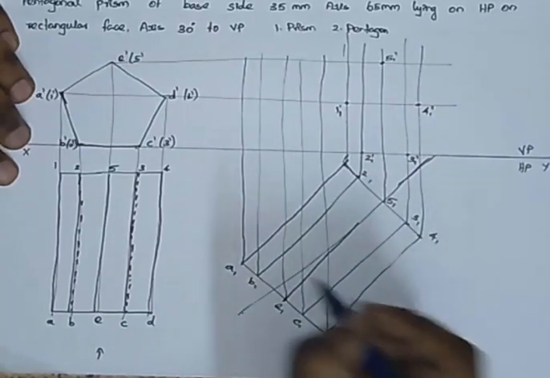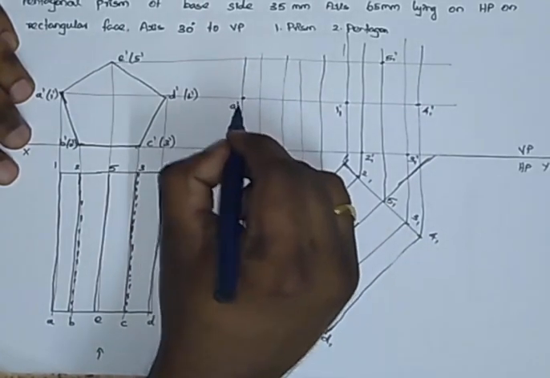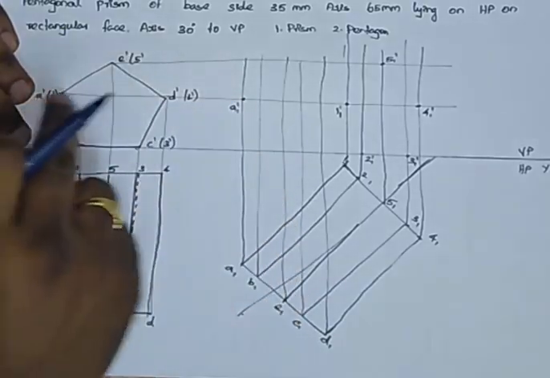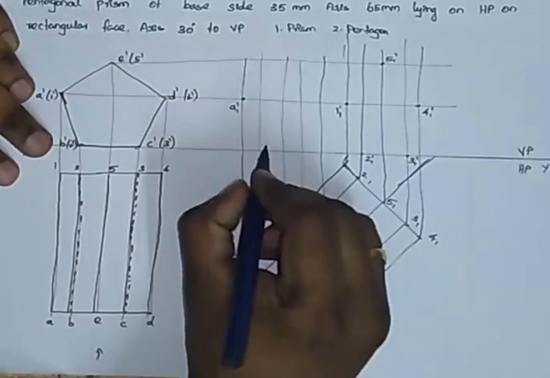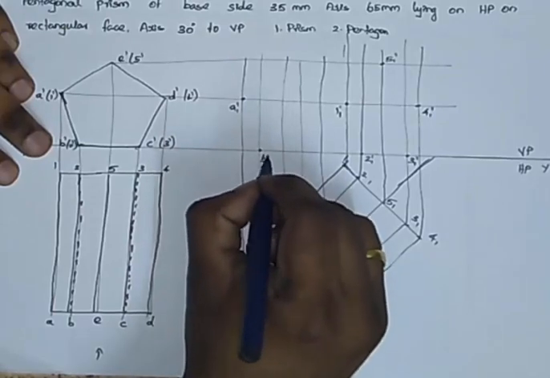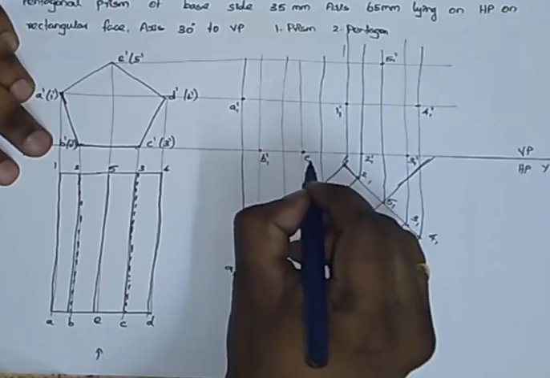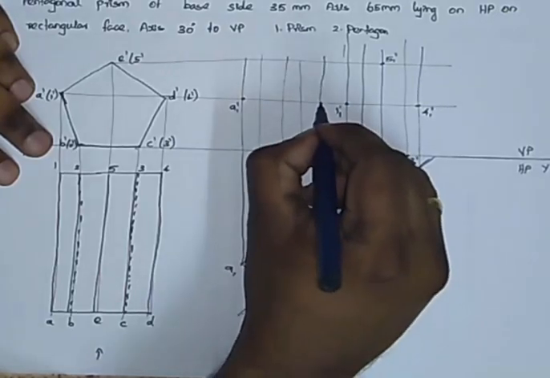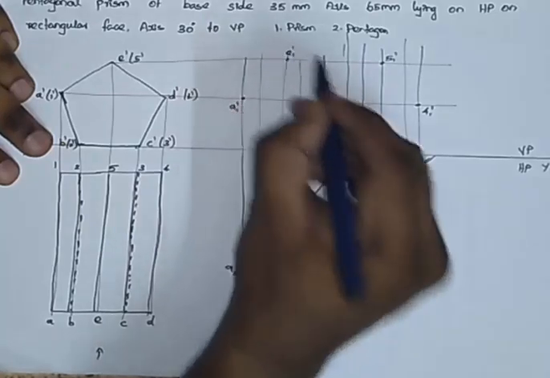Okay, now the point A1 will come here. So A1 dash. It is projected here, it is projected here. So it is A1 dash. Similarly, B1 dash will come here. C1 dash will be here. Here, D1 dash. It is E1 dash.